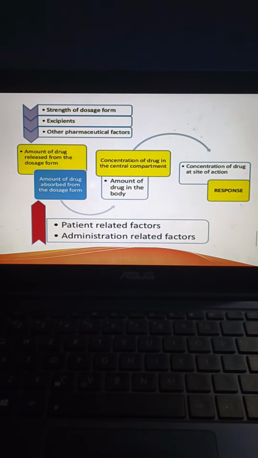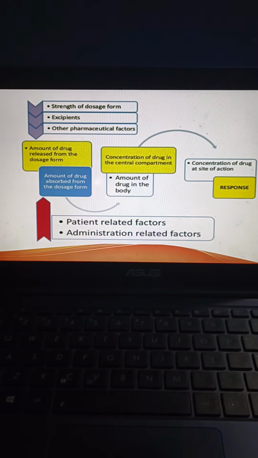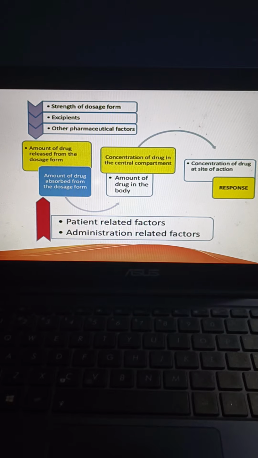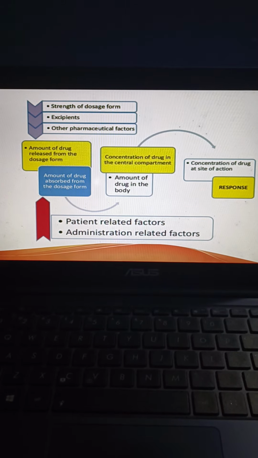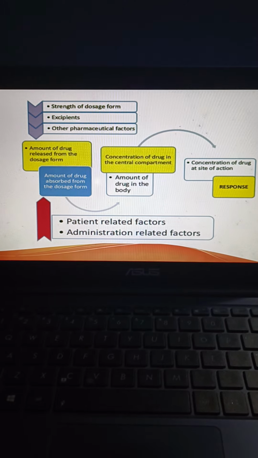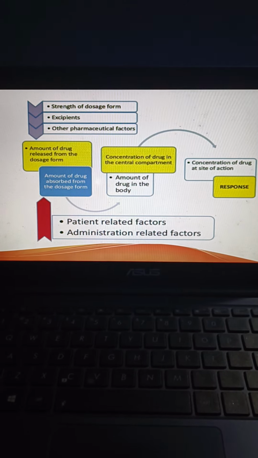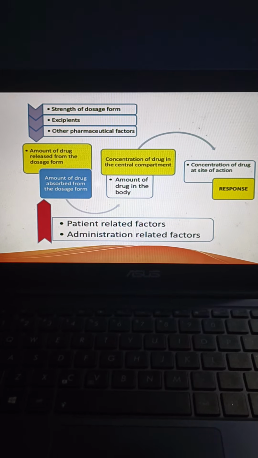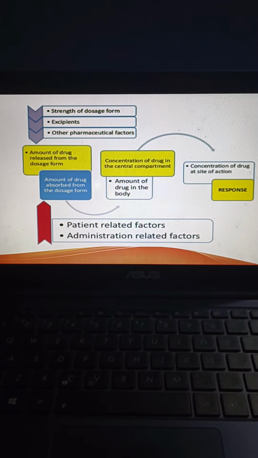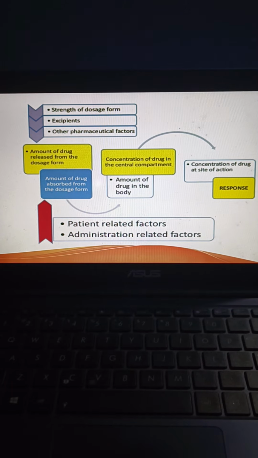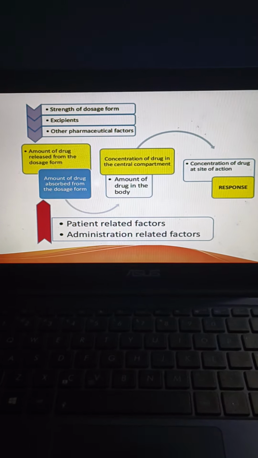So this is the picture showing how bioavailability is affected by patient related factors, administration related factors, strength of dosage form, excipients, other pharmaceutical factors, and also the bioavailability: the amount of drug released from the dosage form, amount of drug absorbed from the dosage form, then amount of drug in the body, concentration of drug in the central compartment, concentration of drug at the site of action, and then response.